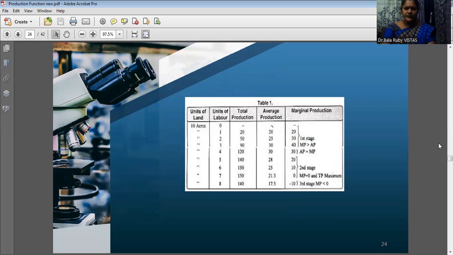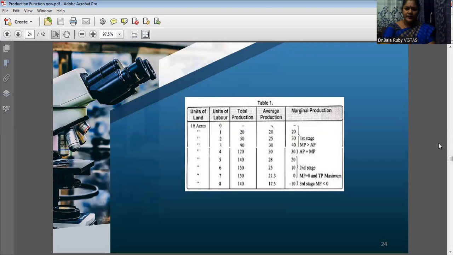Then it increased from 20 to 50. Please listen, the total production increased from 20 to 50. So how much does it increase? 50 minus 20, that is equal to 30.